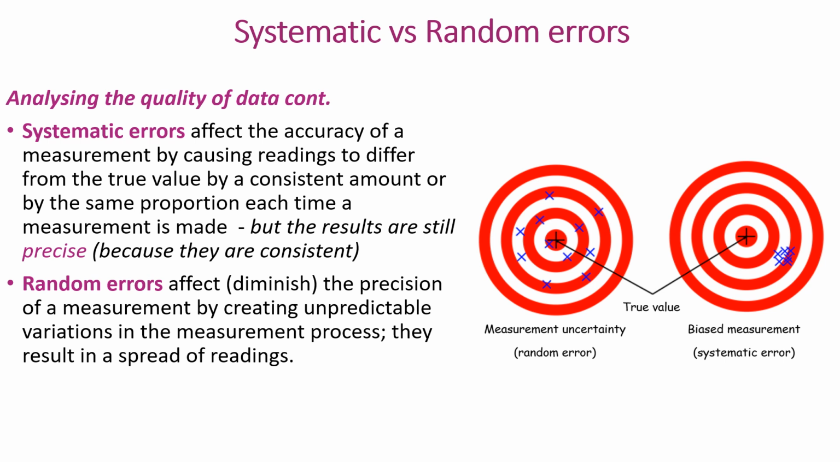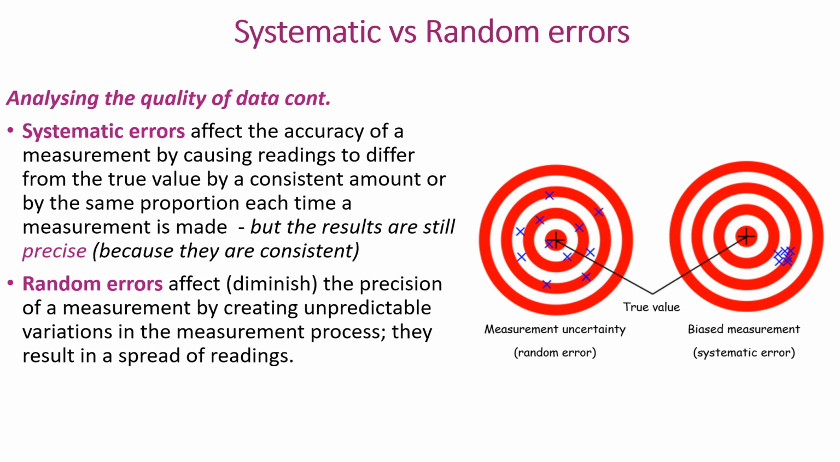A random error is where it's uncertain, it's unpredictable in terms of how effective those scales are in terms of, let's say, they're influenced by heat or air pressure or something like that.